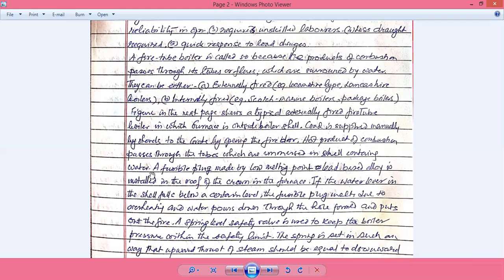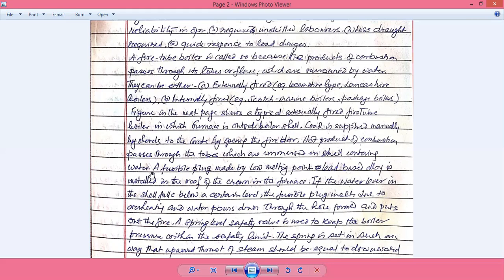Now, a fusible plug made of low melting point lead-based alloys is installed in the roof of the crown in the furnace. If the water level in the shell falls below a certain level, the fusible plug melts due to overheating and water flows down through the hole formed and puts out the fire itself. So we should be very careful about maintaining the level of water inside the boiler drum.